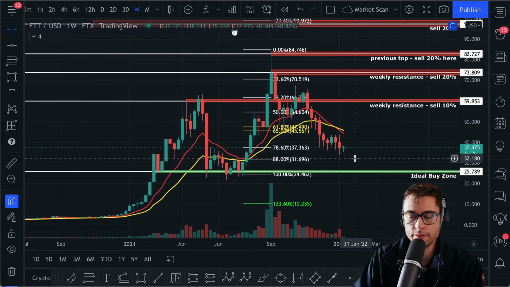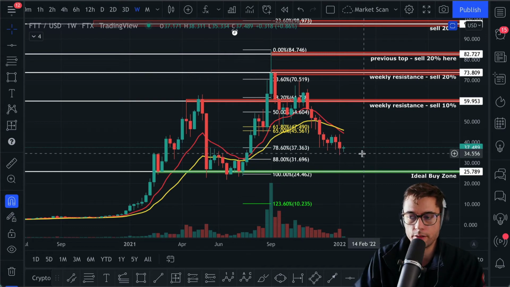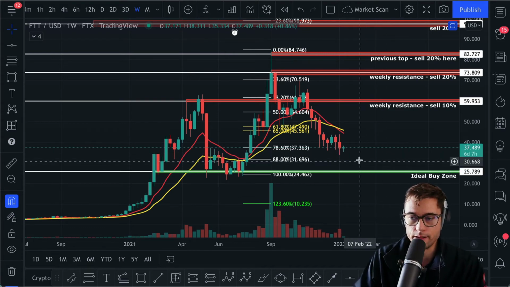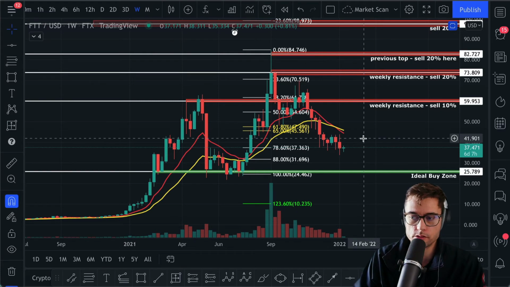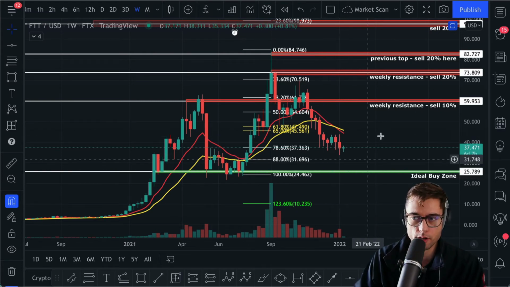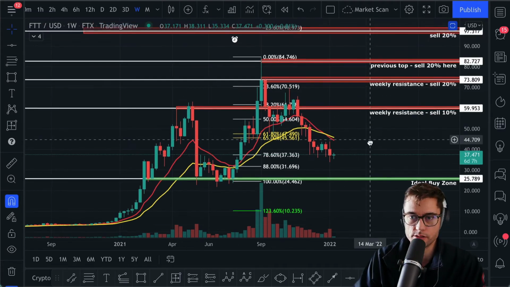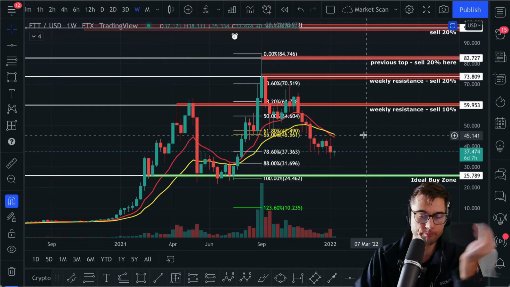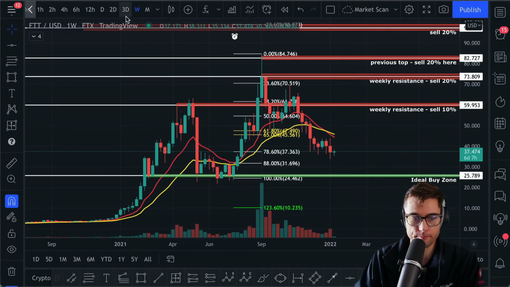So I'm going to be doing that with this. I've already bought it. I have another buy right around here. And then after that, I'm going to wait for $25, $26, and then I'm going to buy more. And then I'm going to set all of these sell orders in for FTT. Yeah, that's going to be it.